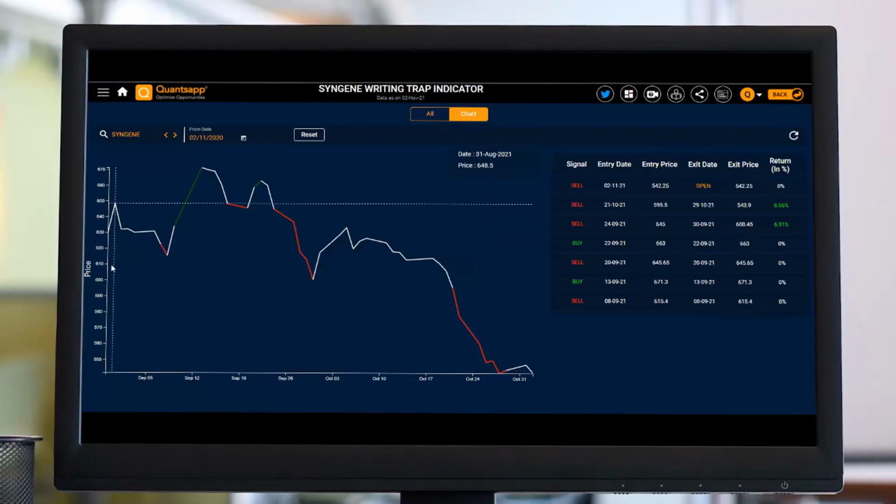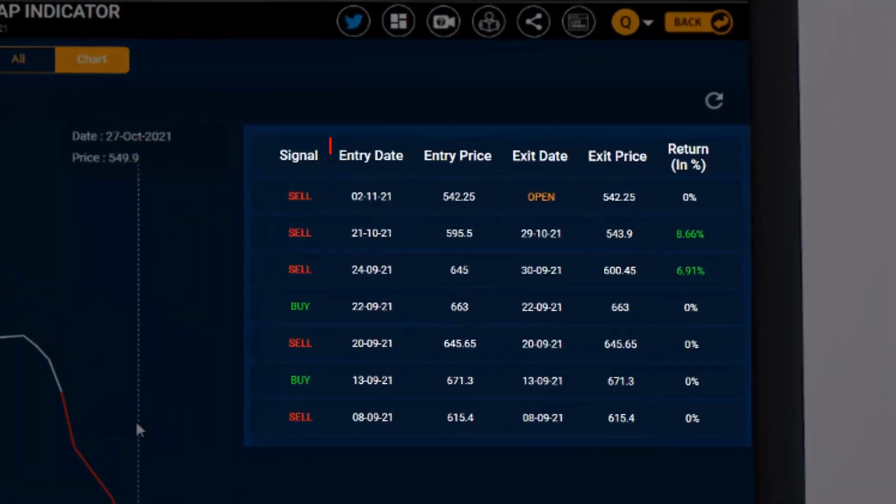Let's try to interpret the line graph over here. The red color highlighted line shows that a sell signal was triggered. The green color highlighted line shows that a buy signal was triggered. The white color line shows neutral, meaning the trap indicator didn't find any trap over there. Now, we will also get to see the tabular view of the same, wherein we'll see the entry date, the exit date, and the return, like how much percentage return that signal had provided.